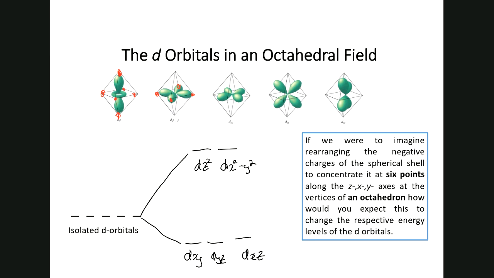So when I put my 3d orbitals into an octahedral field, which means octahedral point charges, negative charges around it, my dz squared and my dx squared minus y squared, which are in direct contact with these point charges, are going to have the greatest repulsion, and they're going to increase in energy. My other 3d orbitals, which lie in between these charges, are not going to be repelled as much and are going to become lower in energy. This is what we call an octahedral field or an octahedral splitting diagram. So now my d orbitals become split when placed in an octahedral field.